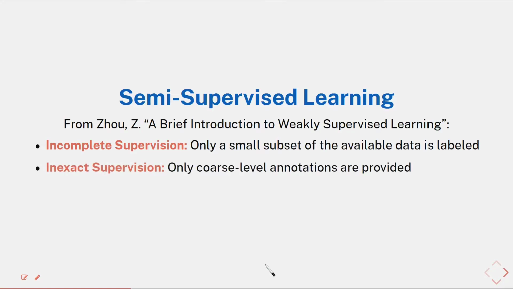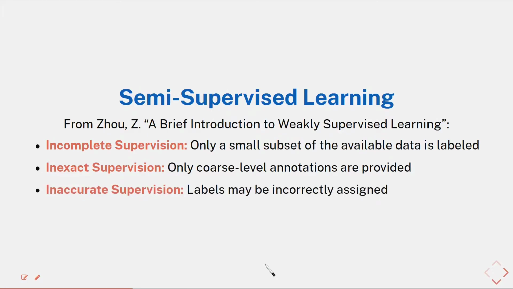You can have inexact supervision, where only coarse-level annotations are provided. So for example, if you were trying to segment a tumor in an image, you might only have a label for the entire image that says, yeah, there's a tumor in there, but I'm not going to tell you where it is. That's much faster to label, but obviously it's inexact. And so there are methods that will take that inexact or coarse-level annotation and apply it to a more detailed problem like segmentation.